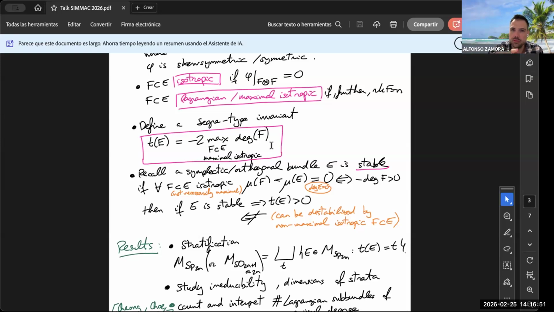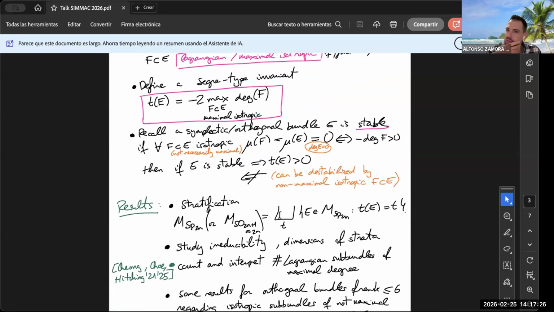Why? Because it could happen that a symplectic or an orthogonal bundle is unstable, not stable, because it is destabilized by a subbundle of non-maximal rank. It could be destabilized by a lower rank subbundle, which is not measured by this maximal isotropy condition. So for this particular invariant, measuring whether an orthogonal or symplectic bundle is or can be destabilized by a maximal isotropic subbundle, they produce the same kind of results.